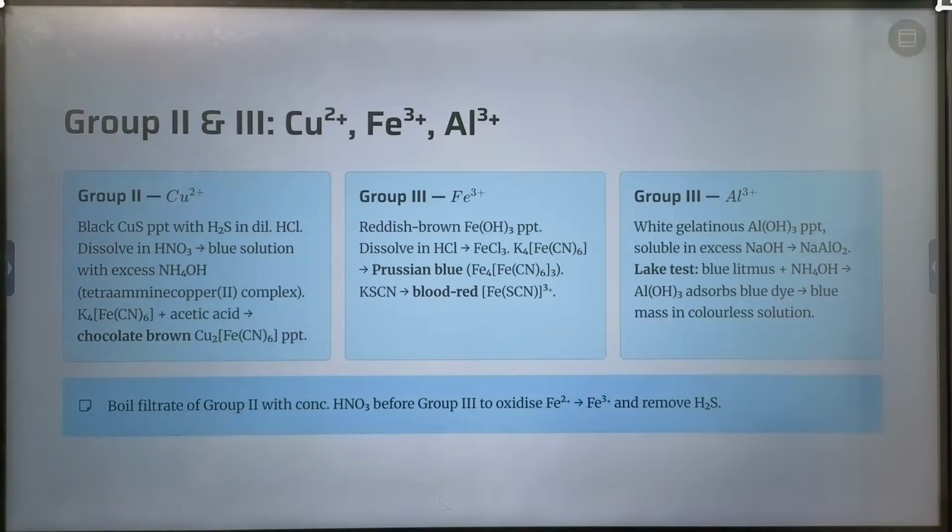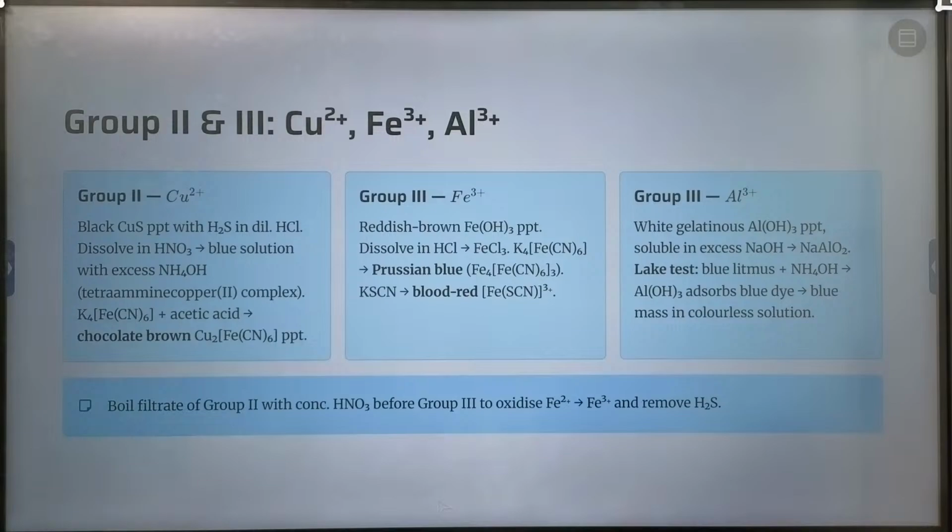So either you add potassium ferrocyanide and ferric chloride, and you get Prussian blue and confirm the presence of iron. Or to a salt solution, you add potassium thiocyanide, and that potassium is replaced by iron to get the iron thiocyanide complex, which is blood red in color. These two are confirmatory tests. If you get negative results for these tests, then it may be aluminum.